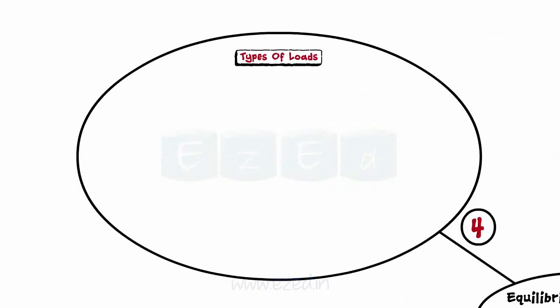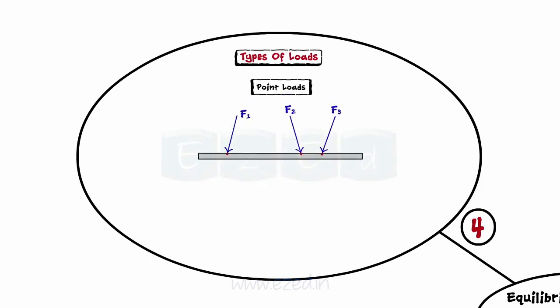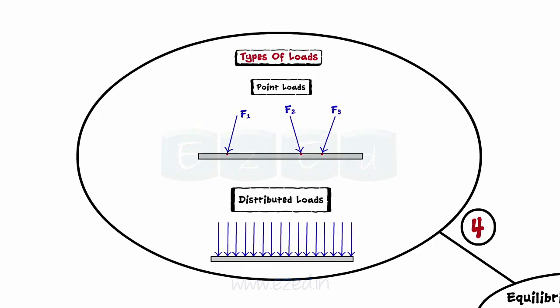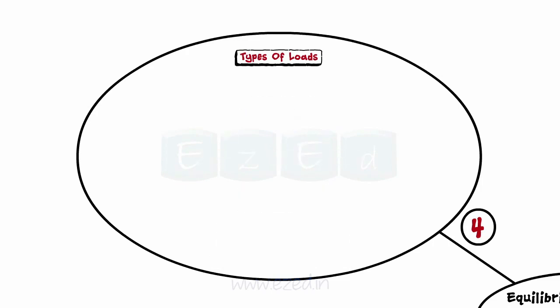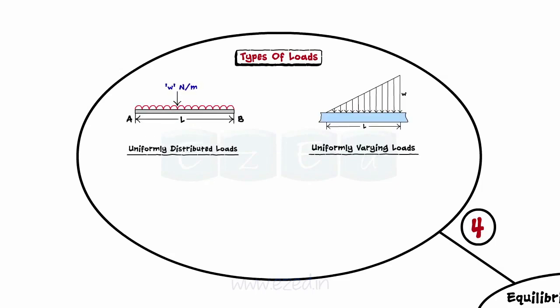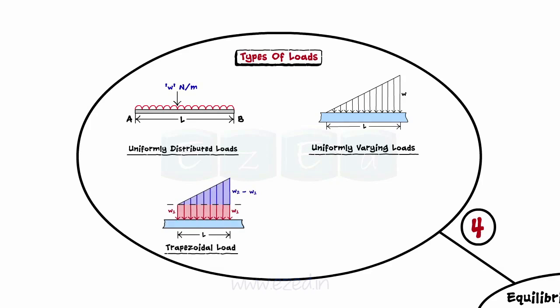Next, we learned different types of loads. When force acting on a body is concentrated only at a point, it is called a point load. The force that is spread over an area is called a distributed force. We then saw the basic types of distributed loads, that is, uniformly distributed loads, uniformly varying loads, trapezoidal loads, and varying loads.